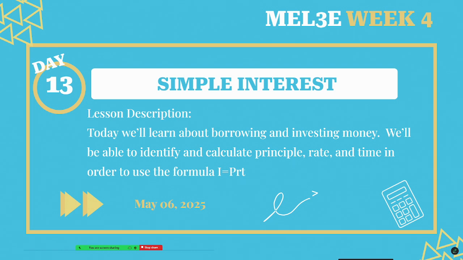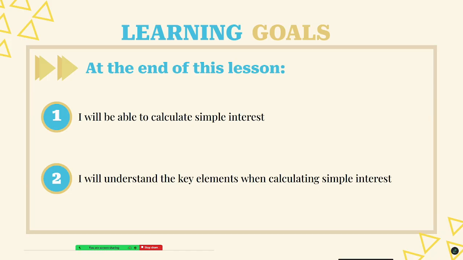Today we are going to be turning to Lesson 7 in your IL booklet, which can be found on page 14 of your Unit 2 material, where we're talking about simple interest. We're going to learn about borrowing and investing money. We'll be able to identify and calculate principal, rate, and time in order to use the formula I equals PRT. Let's find out what that means.